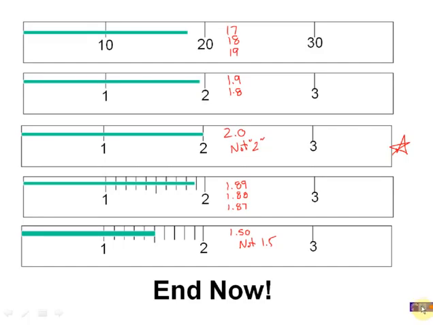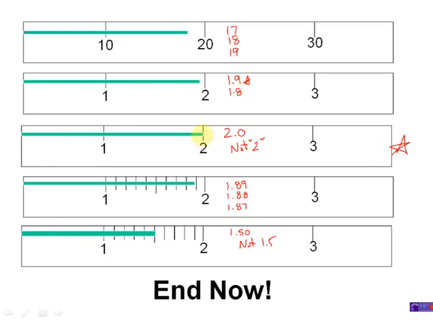Here's my answers, guys. Check them out. On the first problem, I said it could have been 17, 18, or 19. On the second problem, I said 1.9 or 1.8, and if I was to favor any of these two, actually, I'd be favoring the 1.9. Definitely is the better answer.